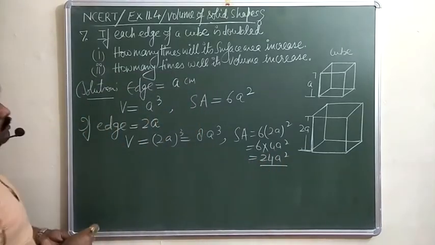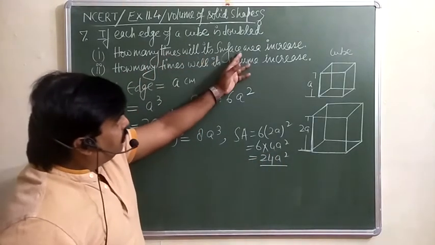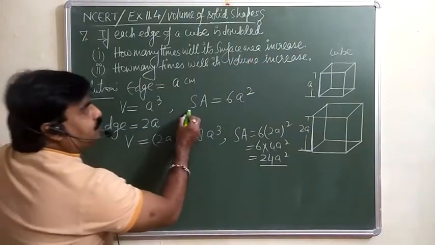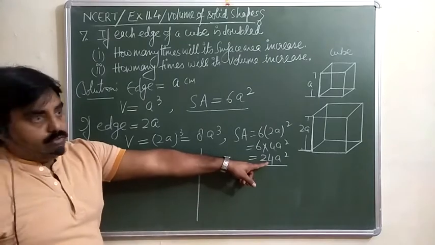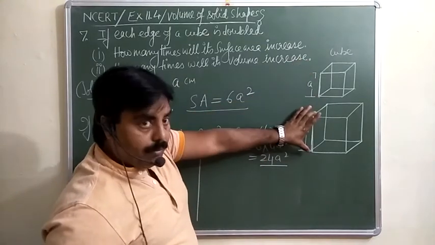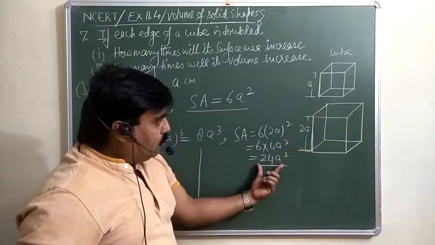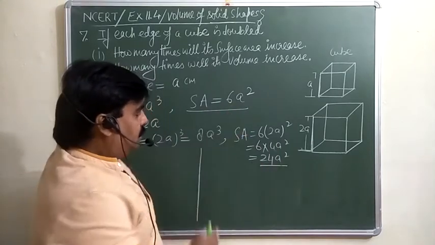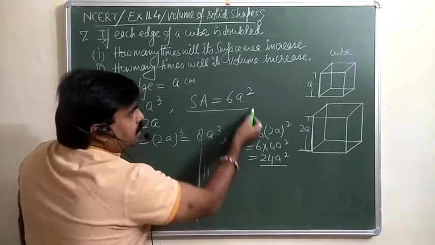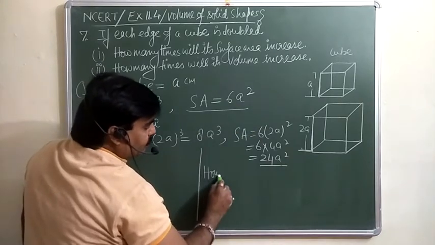Now the question is, how many times does the surface area increase? Earlier the surface area was 6a square, now it becomes 24a square. If we make the side double, we get this area. So how many times is this going to increase? You divide this by this one, and you will get that.